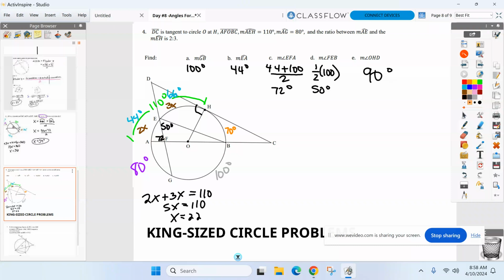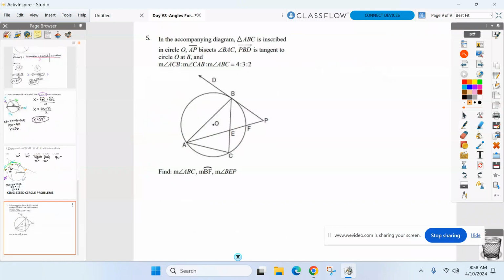Questions? All right, one king size doesn't make you great. Absolutely not. Let's go to this beast. Again, look, it wants me to find two angles and an arc. I don't care. I want to find all the arcs first. Maximum success will be achieved when you find all the arc measures first. Here we go. You read through. Don't overlook this.